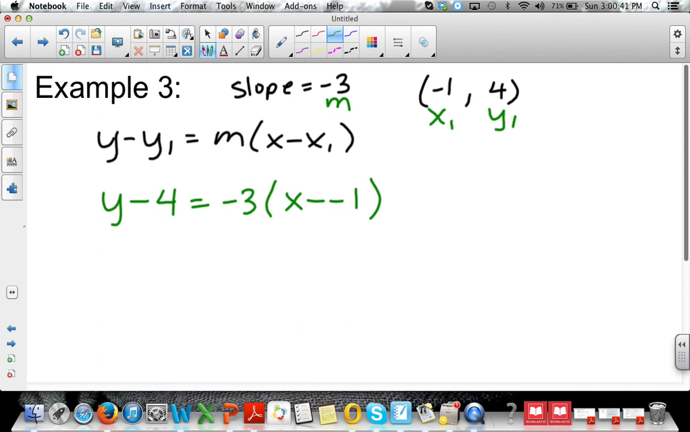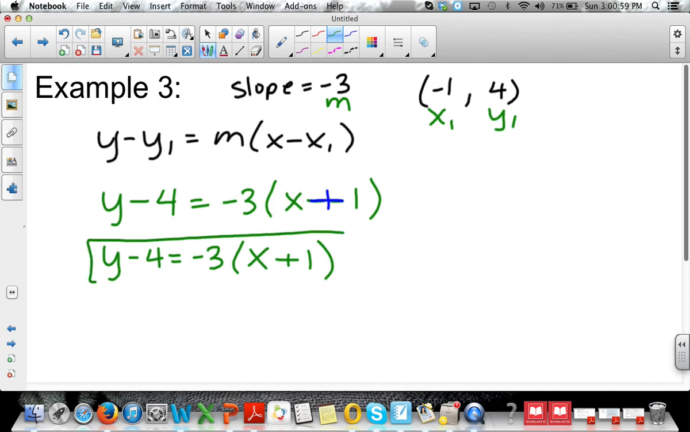Okay, so that again is going to be the part that I want to simplify. So for the most part, it will stay the same. But remember that a minus negative becomes a plus. So I've got x plus 1. Okay, and that is your answer.